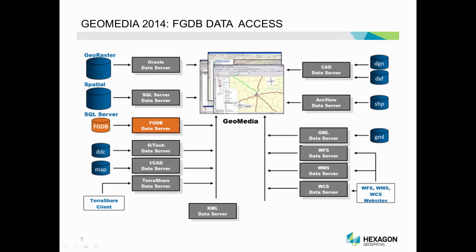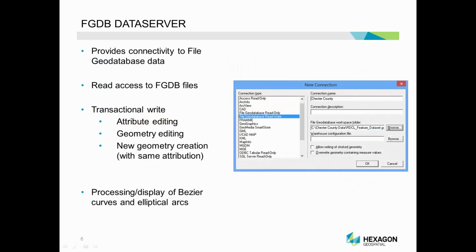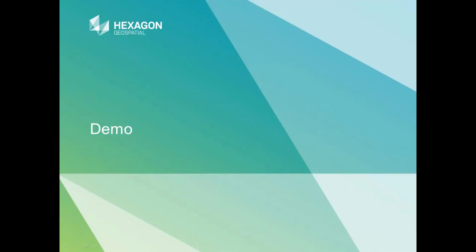Here you can see an example of different warehouses connected to GeoMedia. Notice the highlighted FGDB data server supplying an FGDB warehouse to the GeoMedia GeoWorkspace. The FGDB data server option has been added to the new connections list within GeoMedia. Not only does this option provide the ability to read the data, but it also allows transactional write capabilities to edit attributes and geometry. You can also create new geometry with the same attribution as existing geometry. Now let's open GeoMedia and see what this looks like inside the software.